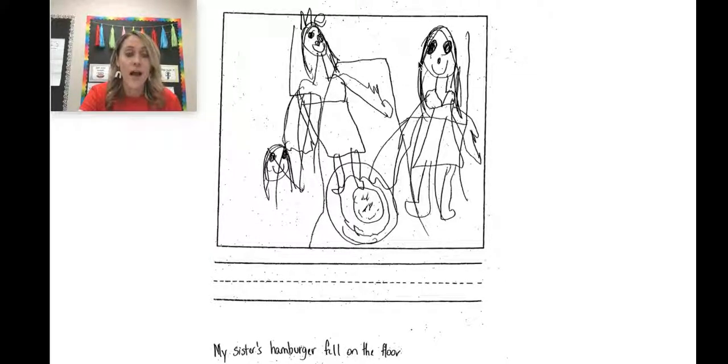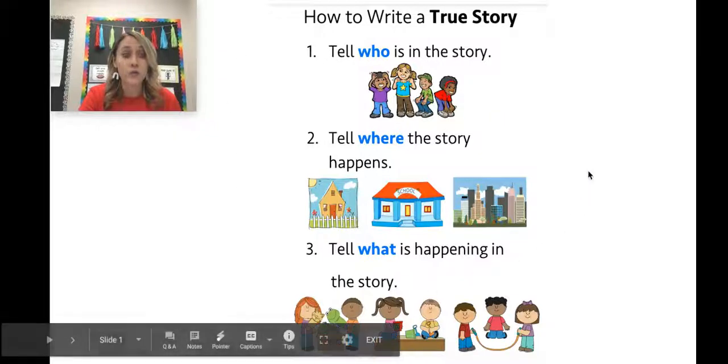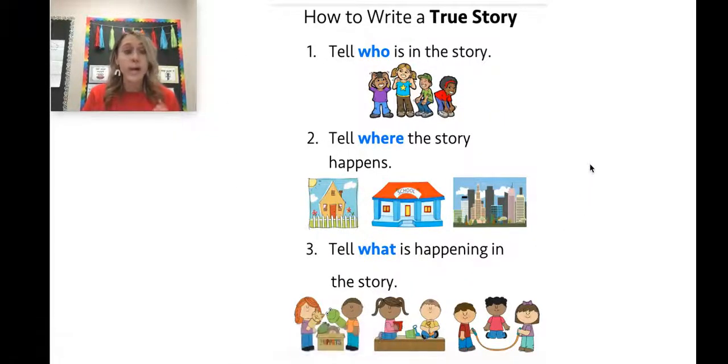I know I have. So today, as you're writing your stories, I'm going to put this picture of how to write a true story on Canvas so you can look at it as you take your writing paper out and as you try to think of a true story that has happened to you in your life. Don't forget to use who, where, and what is exactly happening in your story.